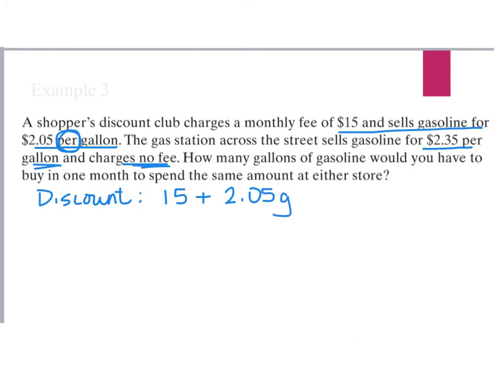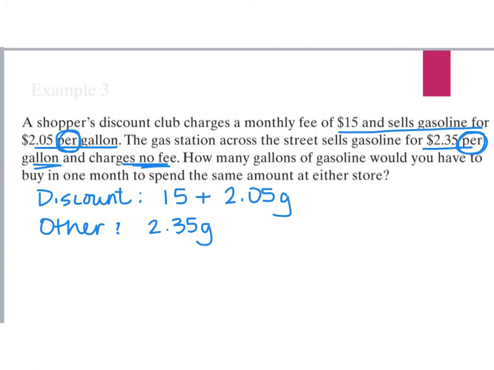And then I'm going to put the other station. Now they don't have like a club fee. Their gas though is just a little bit more money. So here it says it's $2.35 per, which means again multiply, or actually it means divide, but we're going to have to multiply by our variable. So this is 2.35 times the number of gallons. So I'm going to set them equal to one another.